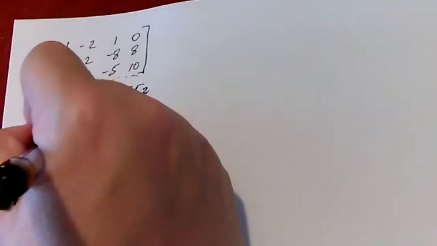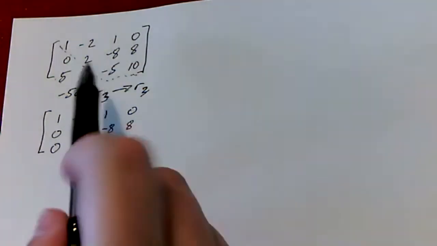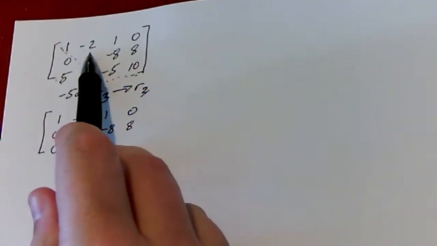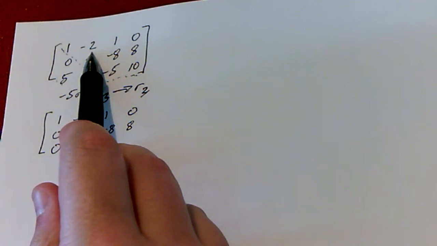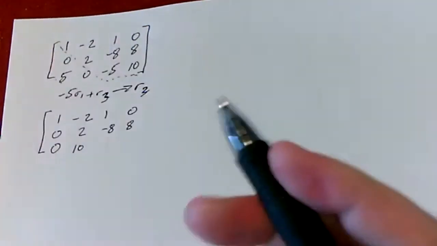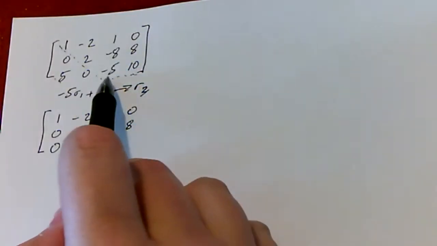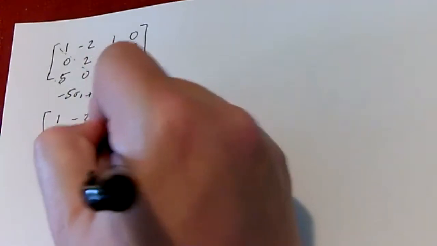So -5 times 1 is -5. 5 minus 5 is 0. -5 times a -2 is a positive 10. 10 plus 0 is 10. -5 times 1 is a -5. -5 minus 5 is a -10. Okay, you got to be very careful with your signs, S-I-G-N, your positive and negative signs. Make sure you are careful.